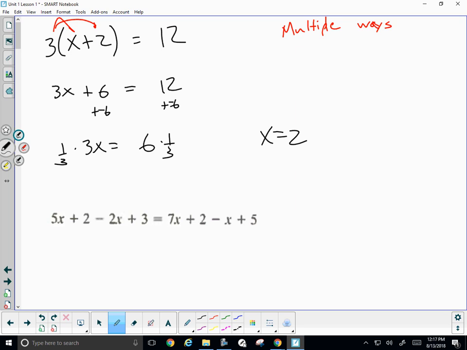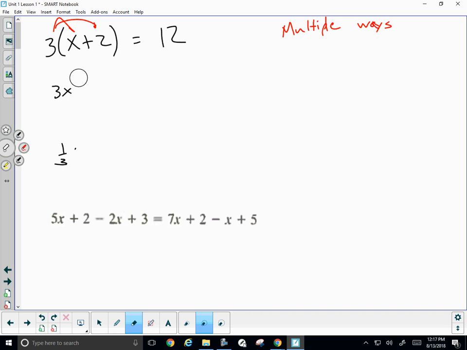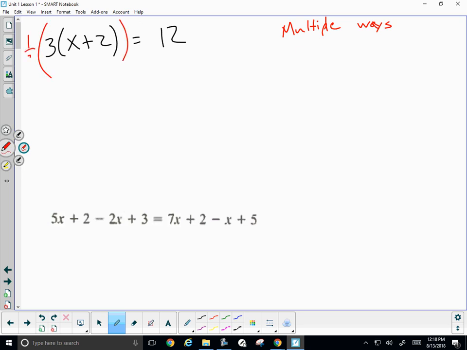Great. If you did it that way, fantastic. You got the right answer. But watch how I can do a different way to get the same exact answer. And this is just through inspection of what I have. 3 times (x plus 2). Why don't I just multiply this entire side by a third? Why not just get rid of this 3 first?